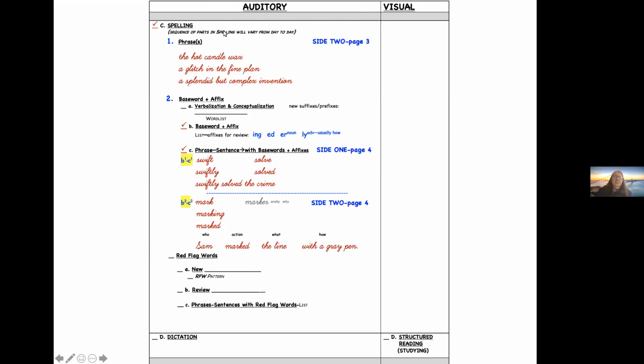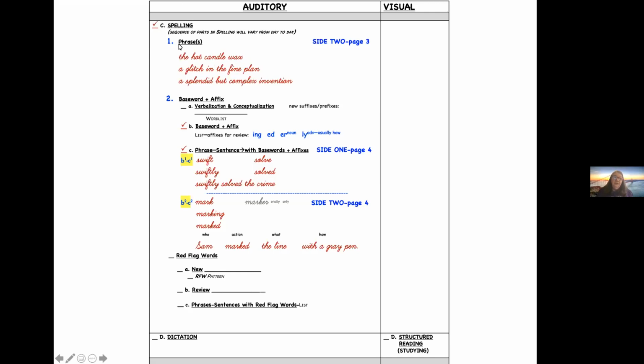And I wanted to make this point because you may have noticed that template number 3, when it gets to spelling, is blank. The reason is that in template number 2, the very first part is verbalization and conceptualization, for when we'd be teaching a new suffix or prefix. But we're not teaching a new one, so we would skip it. But you could also start that lesson with phrases that don't have any suffixes or prefixes.